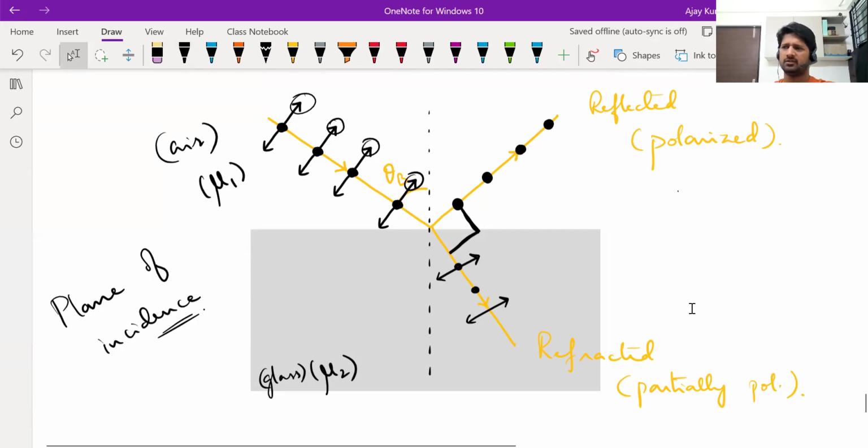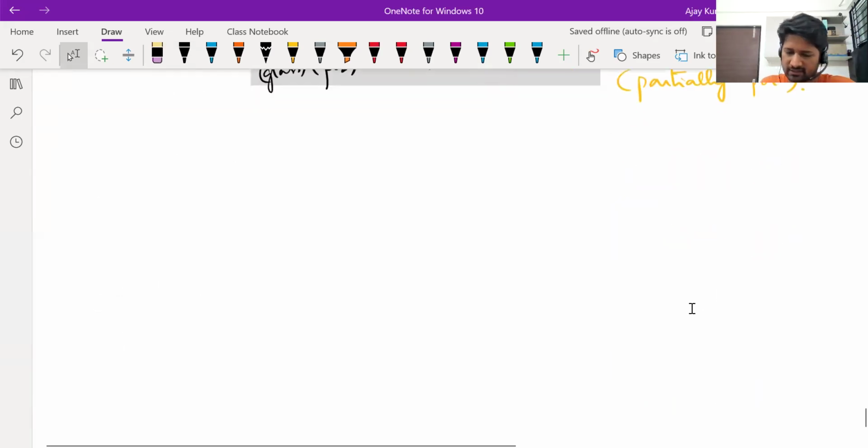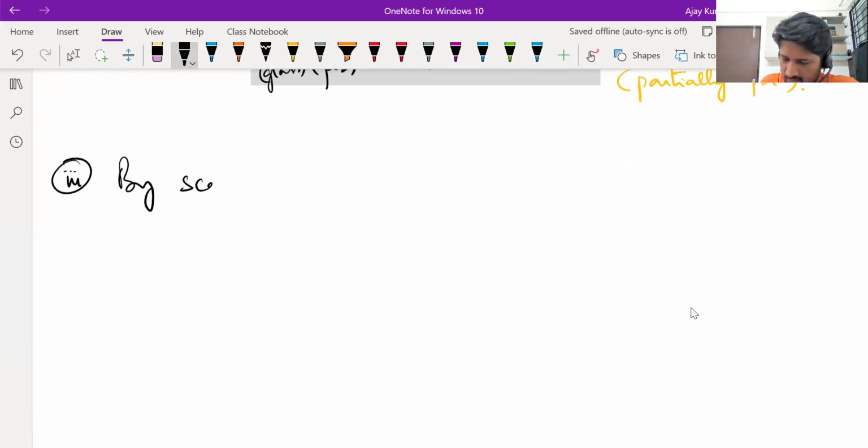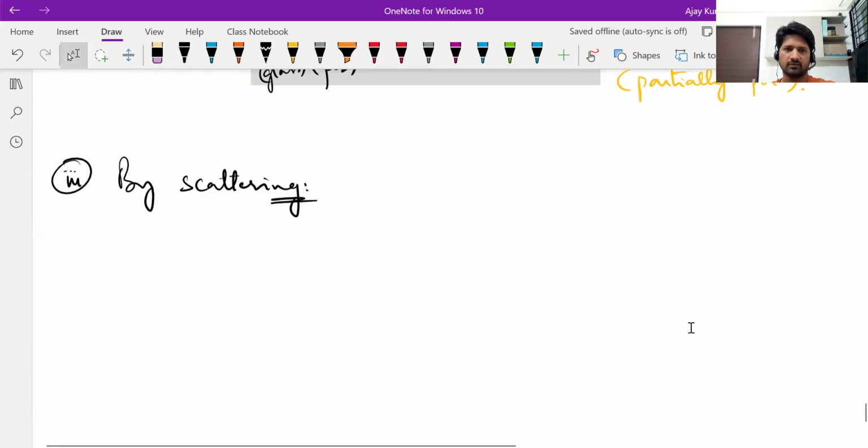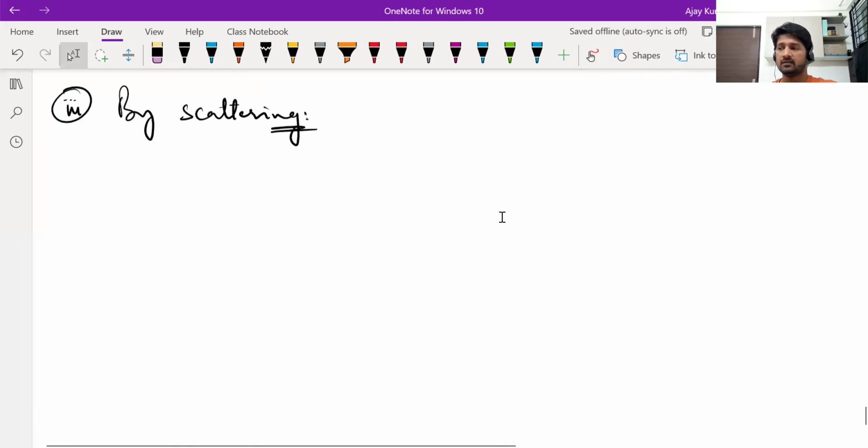There is another way of polarization also. It's called polarization by scattering. This is what happens with sunlight in the atmosphere. Okay, and this is the reason the sky appears blue to us. See, what is incident on the atmosphere is sunlight. Sunlight is a combination of all colors, all visible wavelengths, and it's unpolarized light.